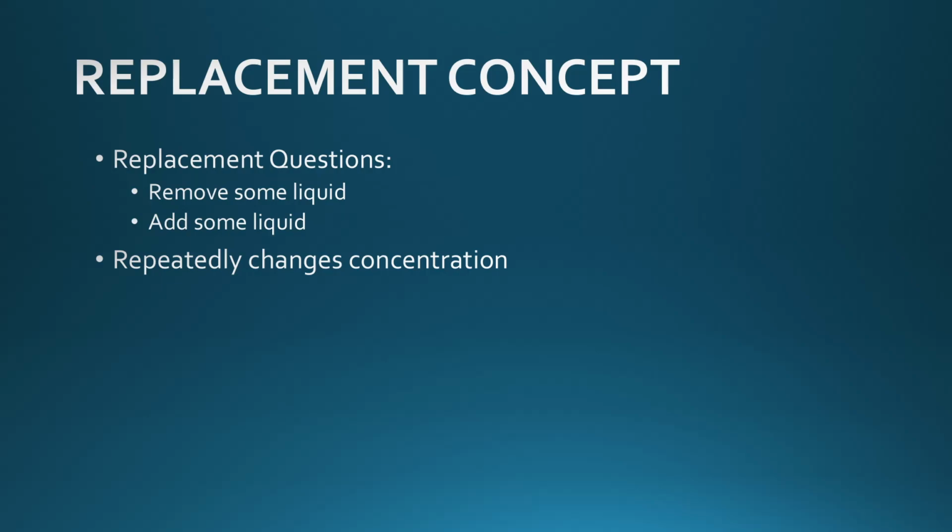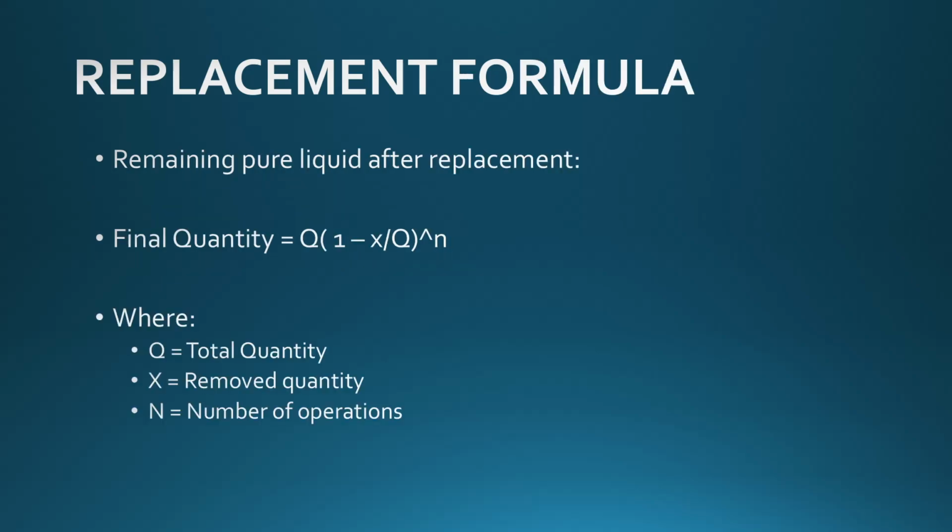Now let's look at the replacement questions. They are very common in exams. A part of liquid is removed and replaced repeatedly. This changes concentration step by step. Now this formula is very important. If X is the removed quantity, Q is the total quantity of the mixture, and N is the number of operations, that is number of times the X quantity is removed, then the final quantity will be Q multiplied by (1 minus X by Q) to the power N, where Q is the total quantity, X is the removed quantity, and N is the number of operations.